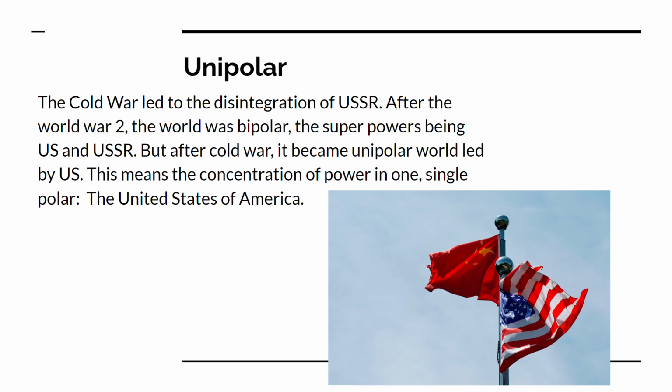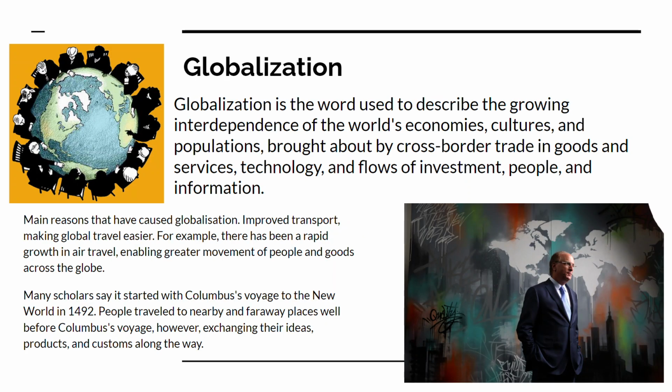One of the most important changes that occurred after Cold War was the unipolar world. The Cold War led to the disintegration of the USSR. After the World War II, the world was bipolar, the superpowers being US and USSR. But after Cold War, it became unipolar world led by US. This means the concentration of power is one, single polar, the United States of America.